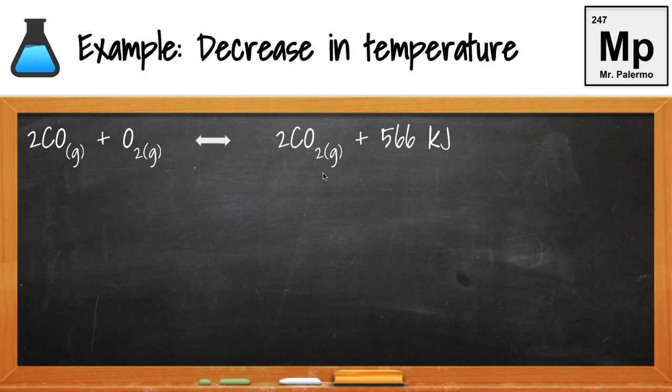Now, if we decrease temperature, because we have the heat on the right-hand side, by taking away some of this heat, we're going to get a shift back towards this side to replace that heat that was lost. And so everything on the product side now is going to increase, and everything on the reactant side is going to decrease.